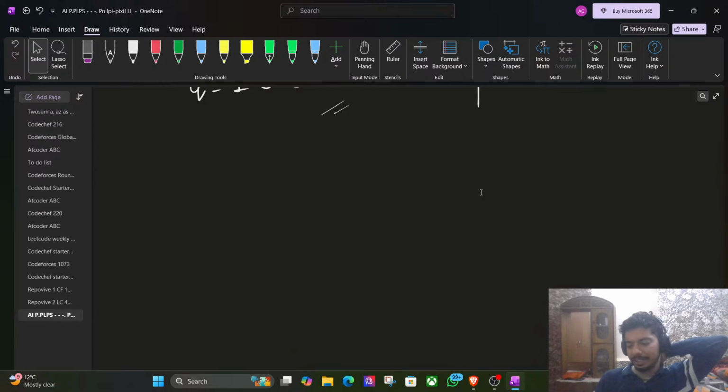Digit DP. Digit DP is for counting. I don't think it's digit DP. No, digit DP is for counting, right? You just count the numbers. Here I'm forming a number. Maybe you do some kind of changes in that. I'm not sure. As for me, I might not do a digit DP.